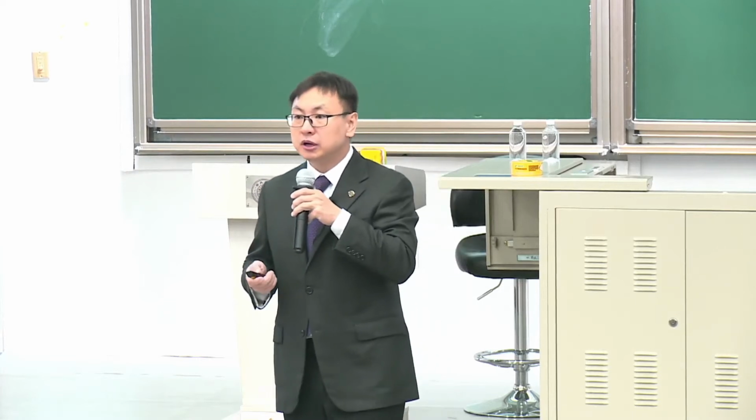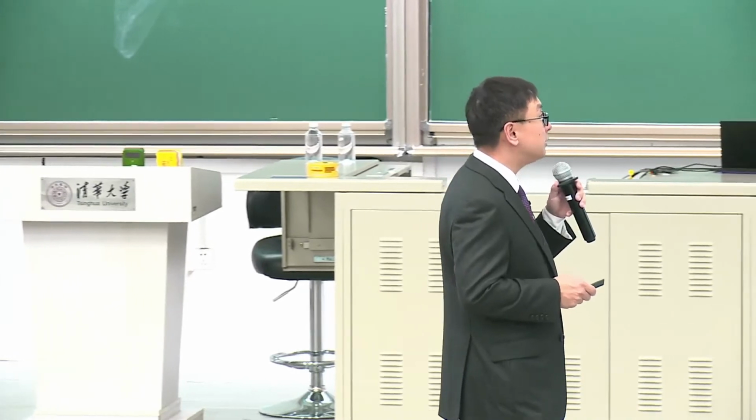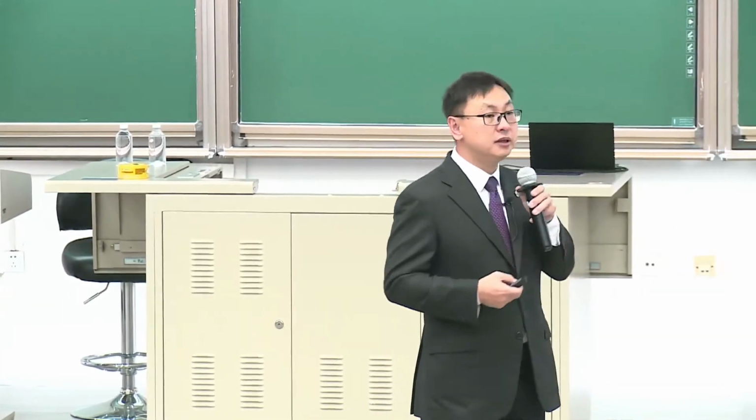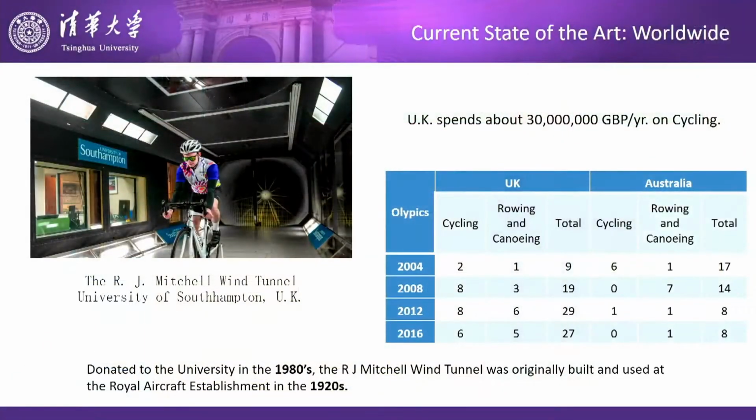The United Kingdom invests a lot of money in the cycling sport. They spend about 30 million pounds per year. And check the Olympic medals from 2004 to 2016: it increased. On the other side, Australia's cycling medals stayed flat, while the UK's keeps increasing.